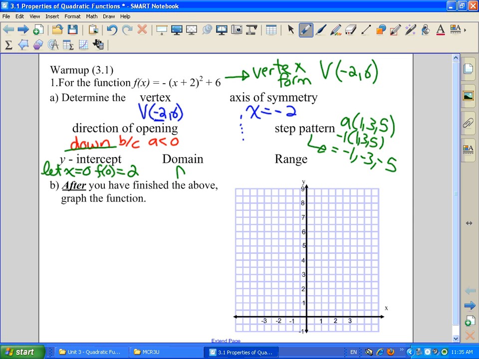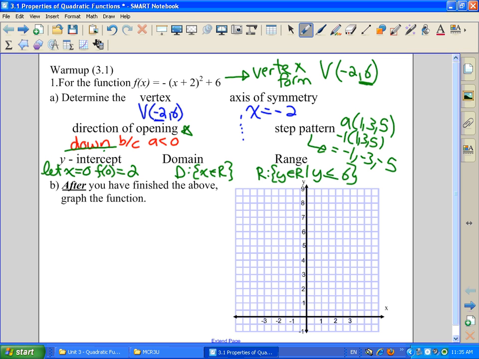Our domain for all quadratic functions is that x belongs to the set of real numbers. Whereas for range, there's a restriction based on your min and max. So range is that y belongs to the set of real numbers such that, in this case, y is less than or equal to 6. This may be easier to do after we graph, and that's okay. It doesn't matter to me what order you do it in. But just remember, you look at the information given. Direction of opening is down. That means it's got to be less than or equal to, and 6 is your optimal value, which is the y part of your vertex.